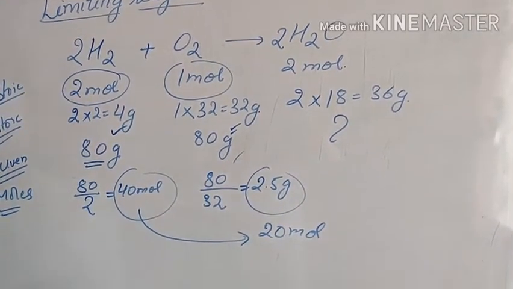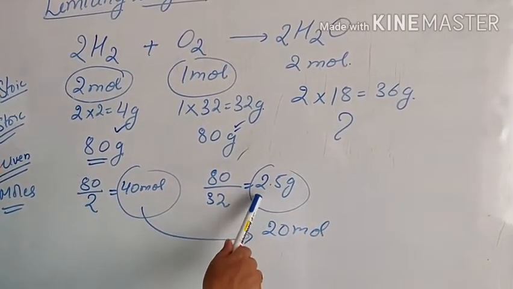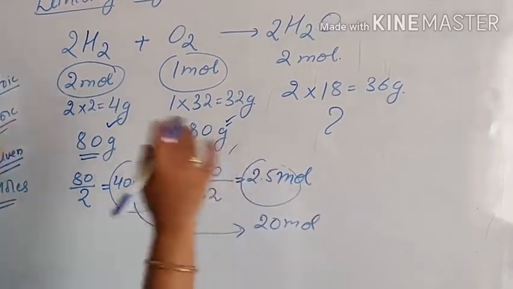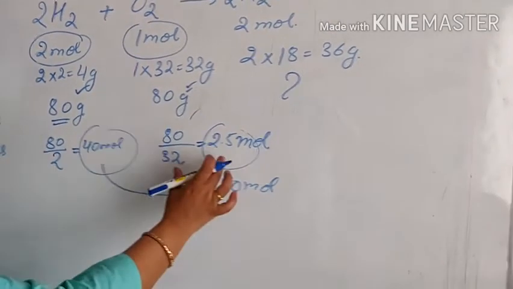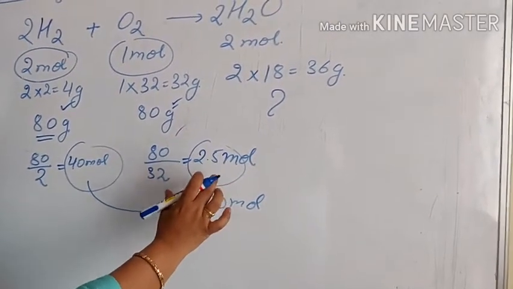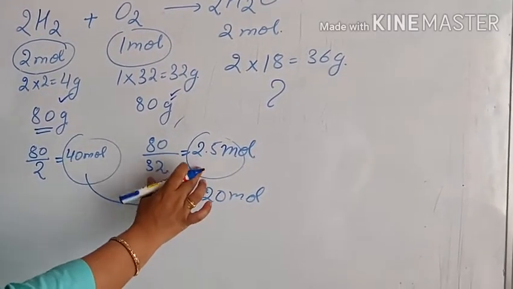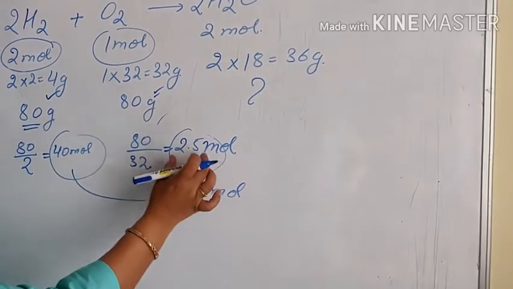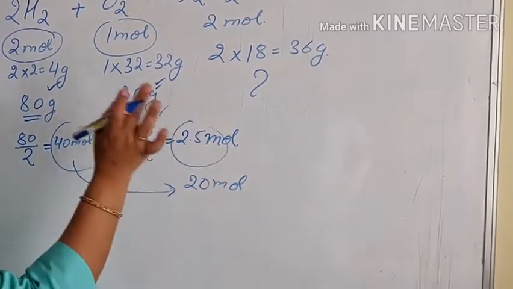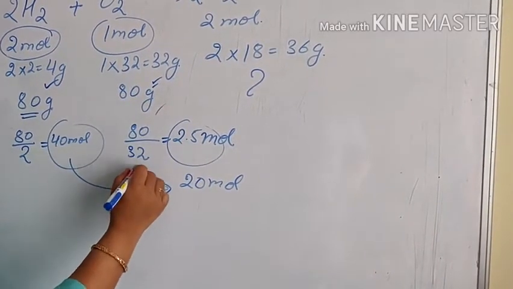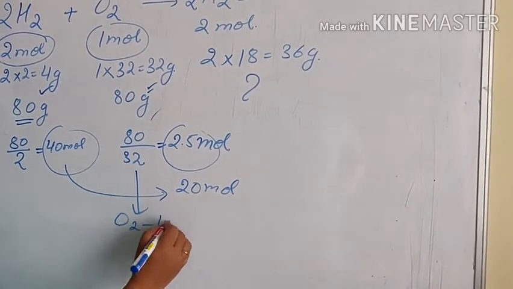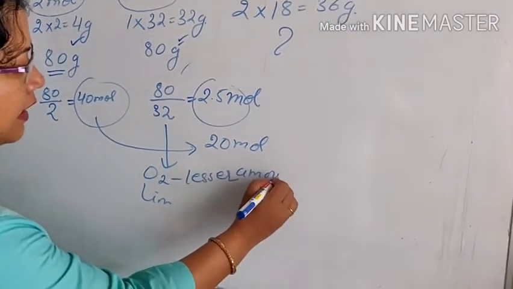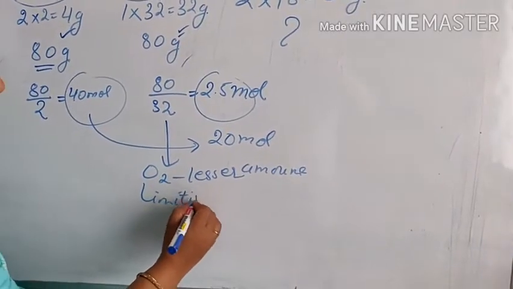But the number of moles available in the reaction mixture is only 2.5 moles, which indicates that the number of moles of oxygen available in the reaction mixture is less than required. What is the required value? 20 mole. But how many moles do we have? We have only 2.5 mole. So this oxygen is present in lesser amount, and hence it is a limiting reagent. So oxygen here is a limiting reagent.